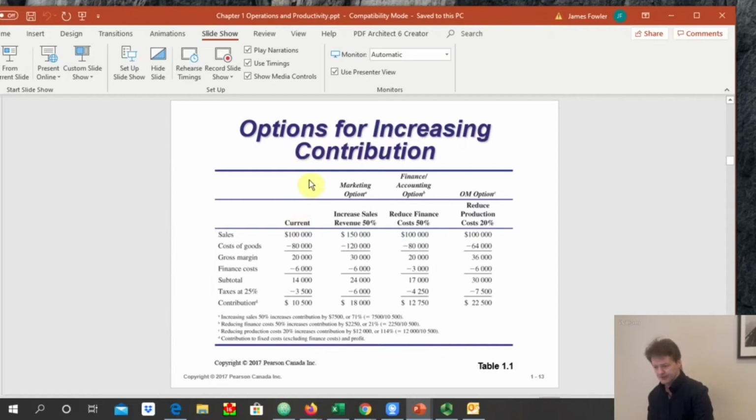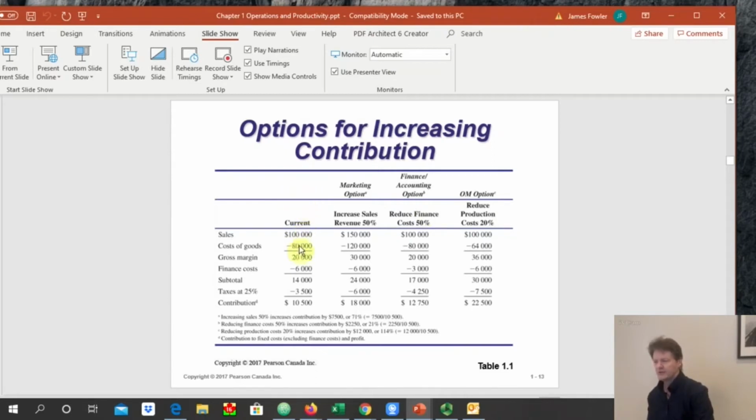So we've got some examples here where the company is trying to increase their contribution or their overall profitability. This example gives three choices. One, through the marketing option, we can increase the sales revenue by 50%. From the finance accounting option, we can reduce finance costs by 50%, I guess if you can negotiate interest rates on loans. And operations management, which reduces production costs by 20%. So we're going to just take a quick look at this, just so you can see the type of impact that operations management can have on an organization.